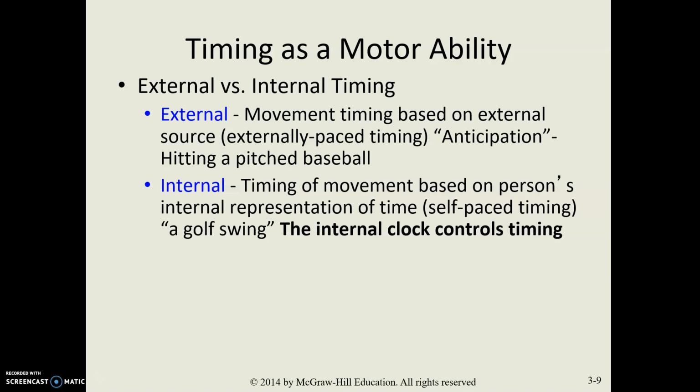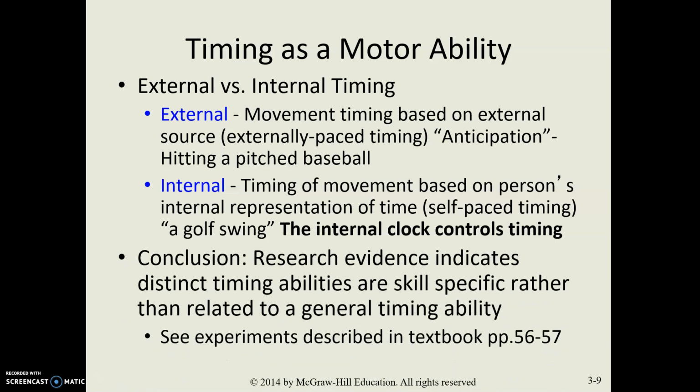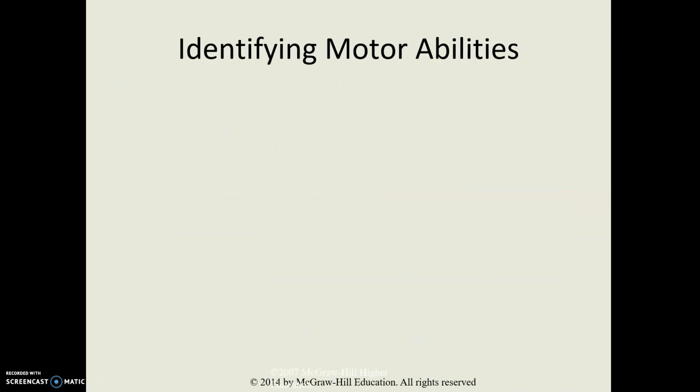And again, the research out there has demonstrated that these are two separate motor abilities. They are not related to one another, and you can read more about those experiments in your textbook. So the research is pretty clear that motor abilities are not one global, broad, general ability, but rather motor ability is made up of, in fact, many different abilities that are relatively independent of one another, and a person may have varying degrees of potential in the various motor abilities.